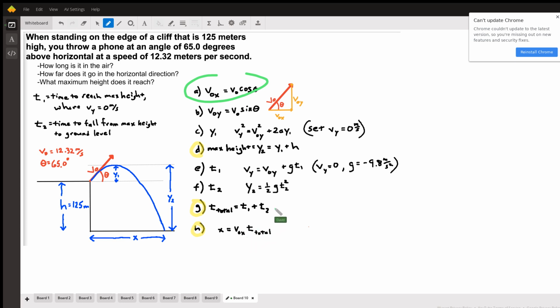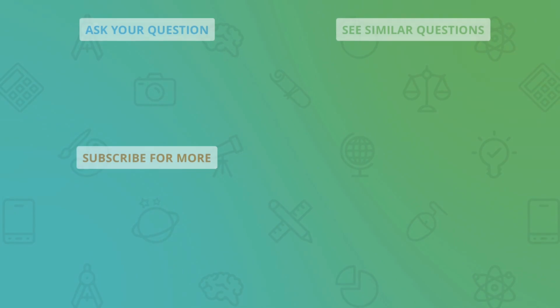All right, it's a nice problem. It should get around 30 or so, between 30 and 40 meters for our range. Nice problem if you can complete the whole thing. You have to keep everything organized.